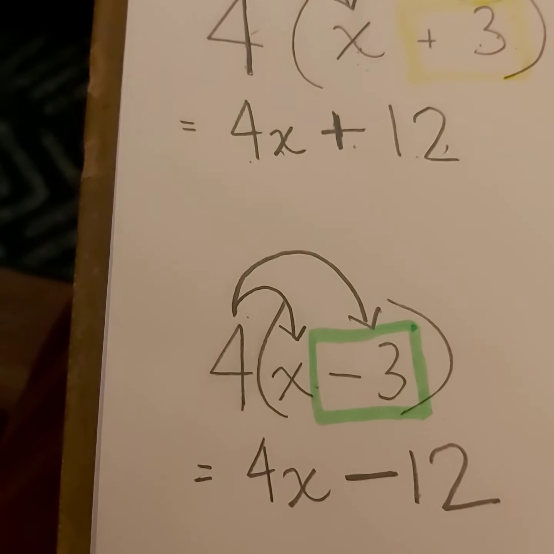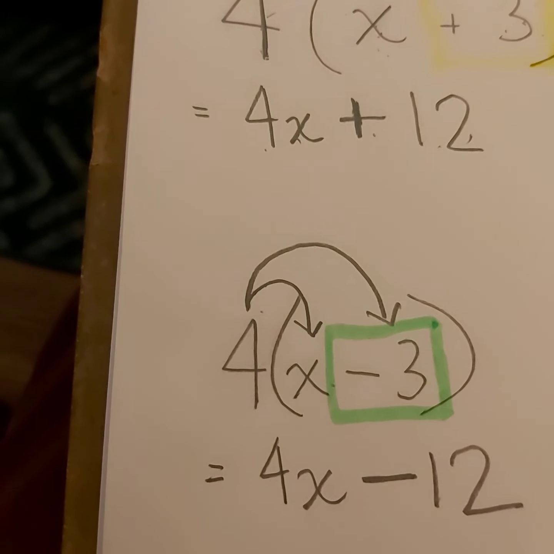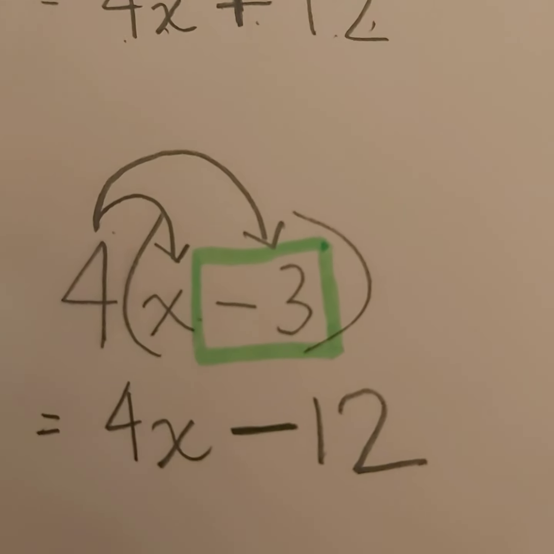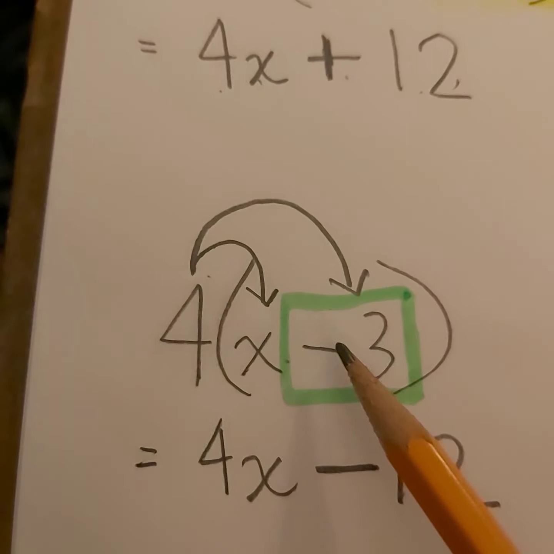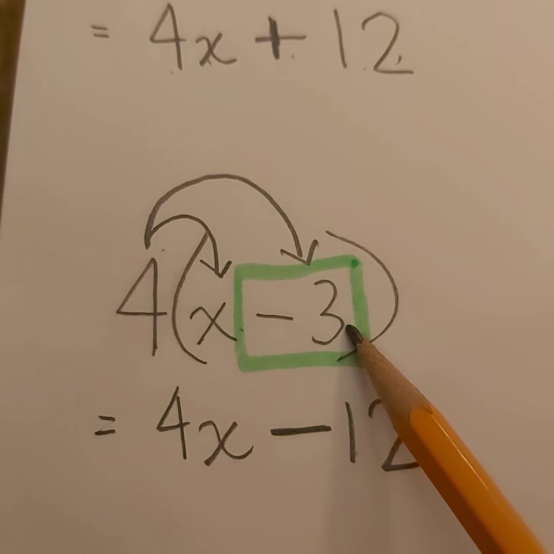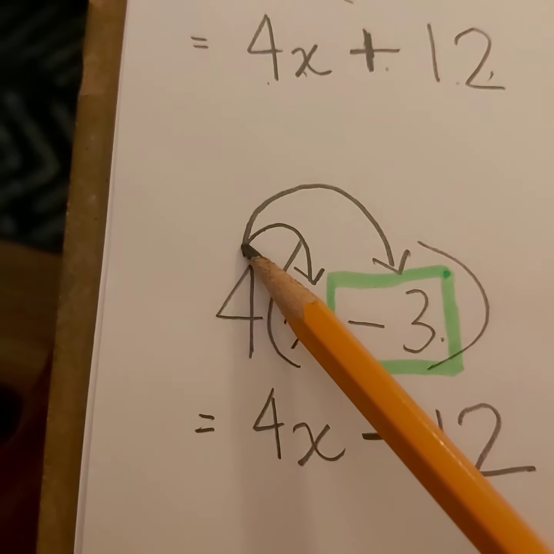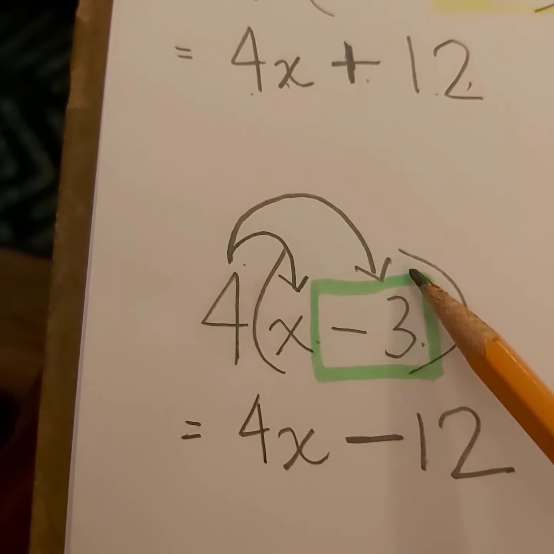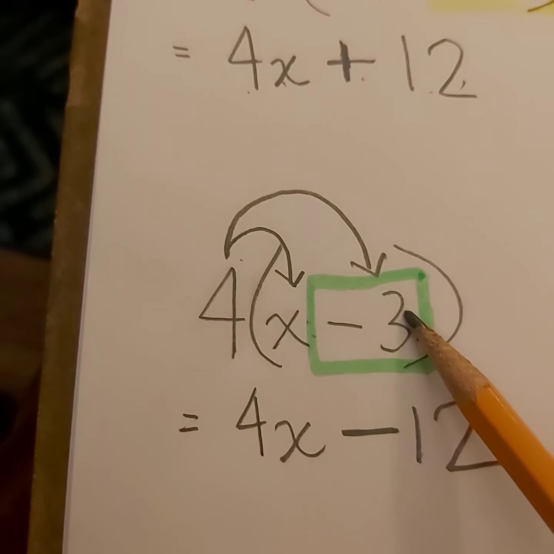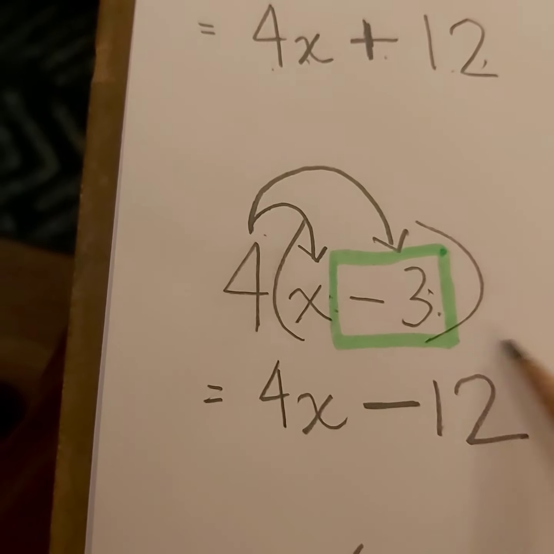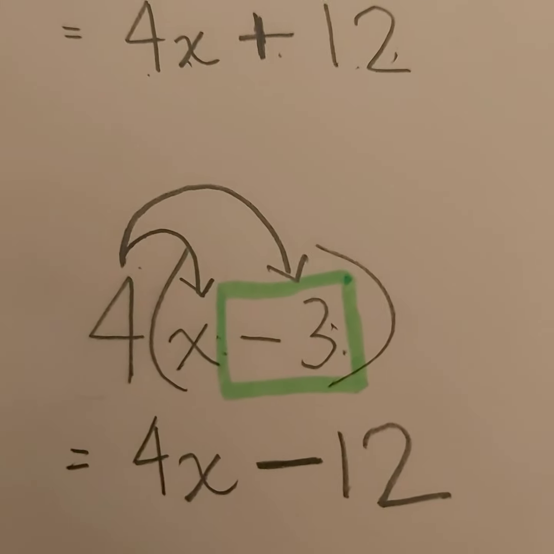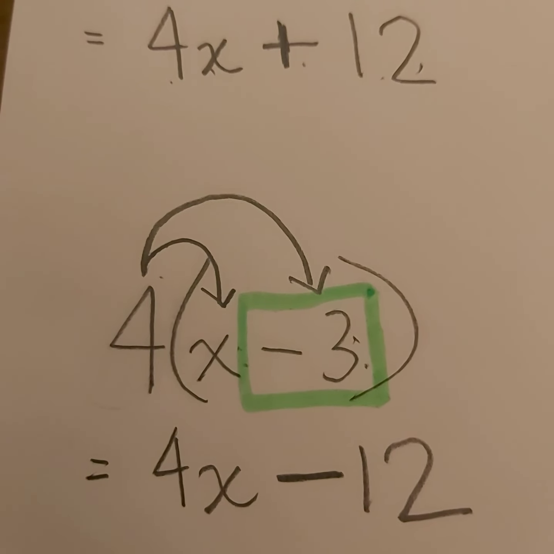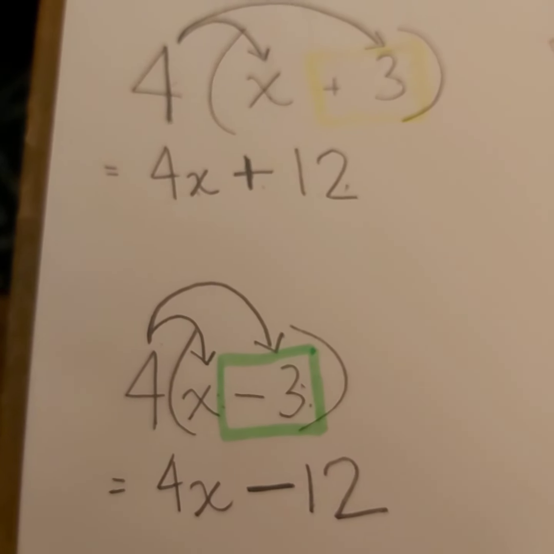Okay, that's basically how the distributive property works. You have to pay attention to the signs attached to the numbers, and you have to make sure to multiply the outside number by both of the inside numbers and create a new simplified expression. Okay, that's a quick tutorial on the distributive property.